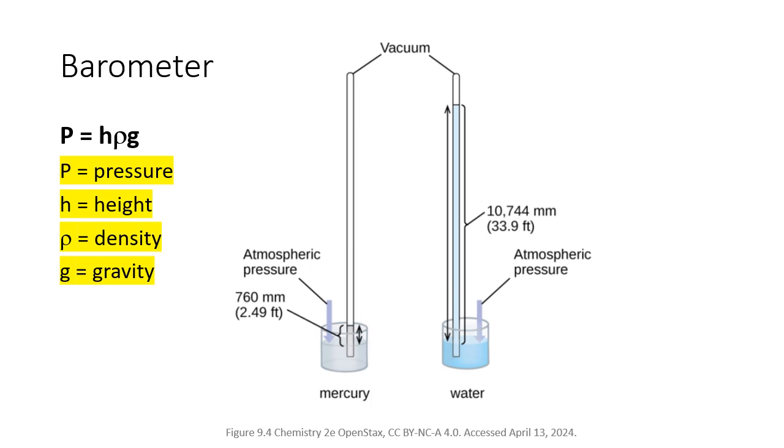The difference in height between the surface of the pool of the liquid and the height of the fluid in the tube is the barometric pressure. So traditionally we used mercury.